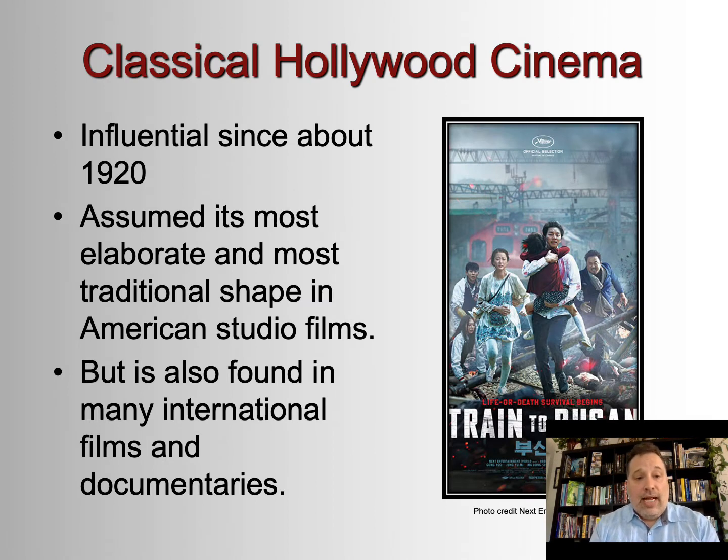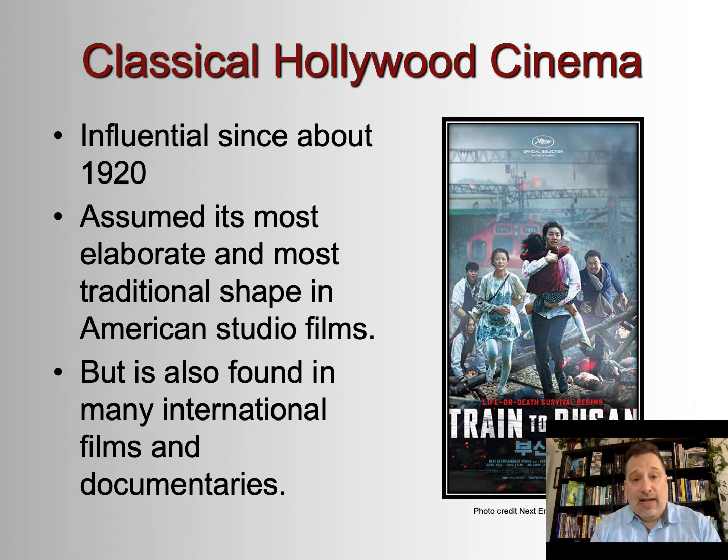It's been influential as a narrative form since about 1920, which is around the time that movies started being feature length in the way that we know them. In other words, at least 80 minutes long, right? But usually longer, usually between 90 and 120 minutes. And it assumed its most elaborate and most traditional shape. We talked about Casablanca. Another example would be Gone with the Wind, Wizard of Oz. In those traditional American studio films from the classical studio era that lasted from about 1933 till about 1945.